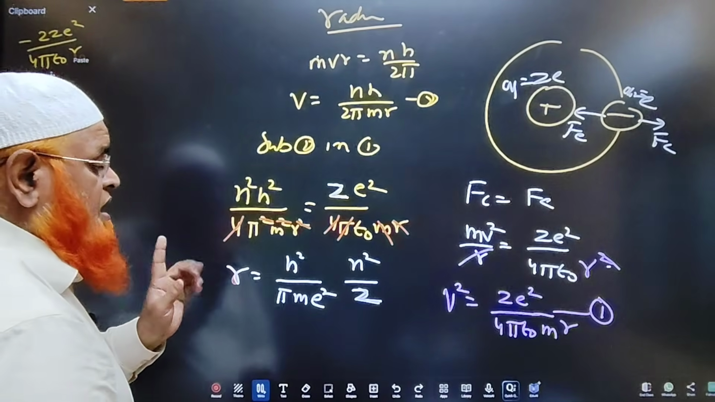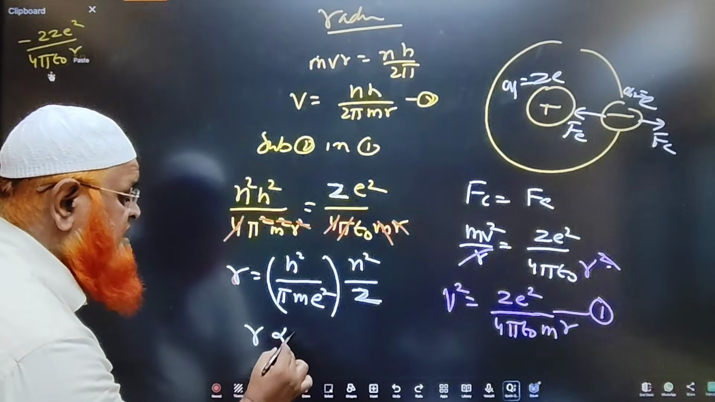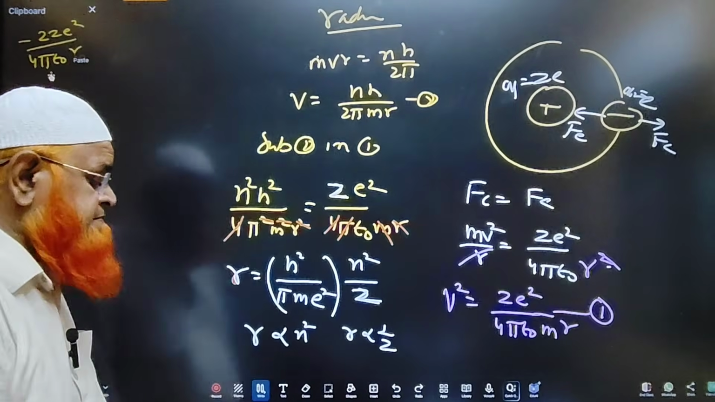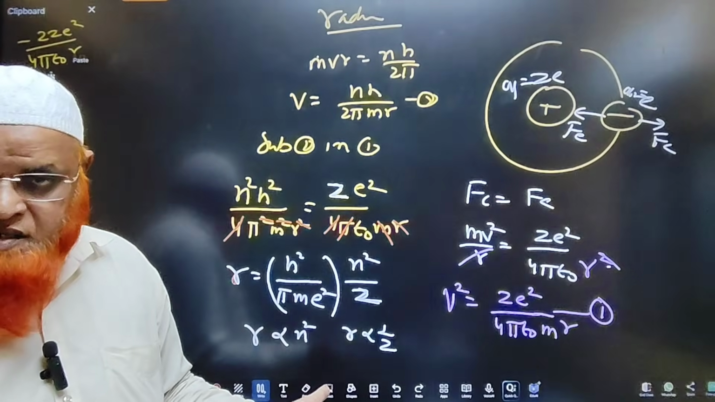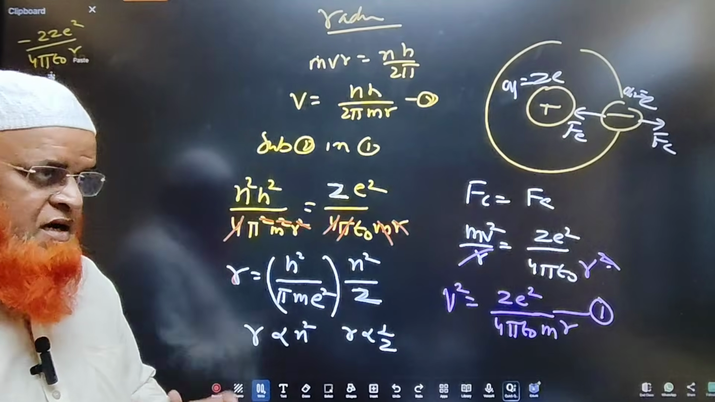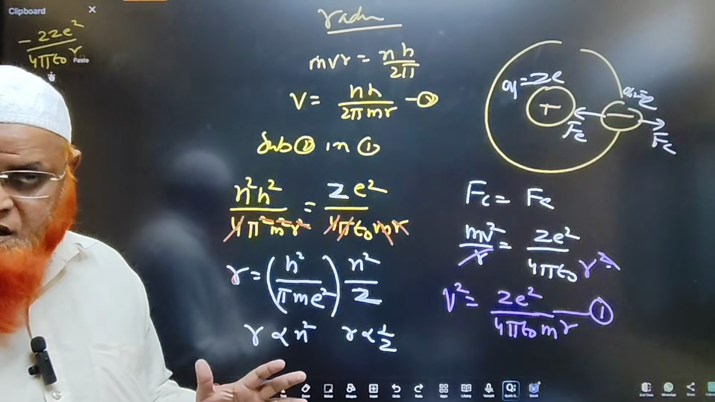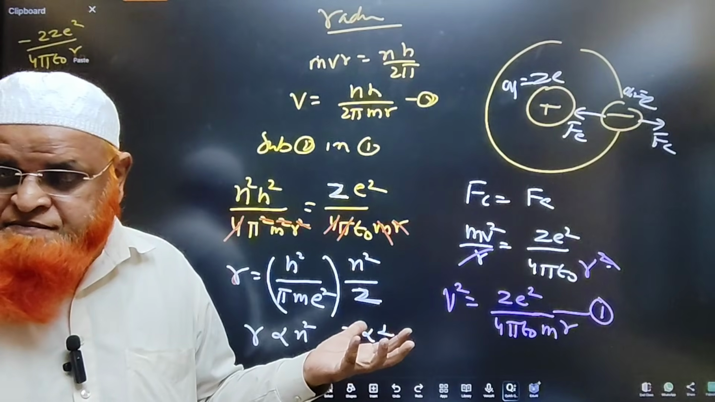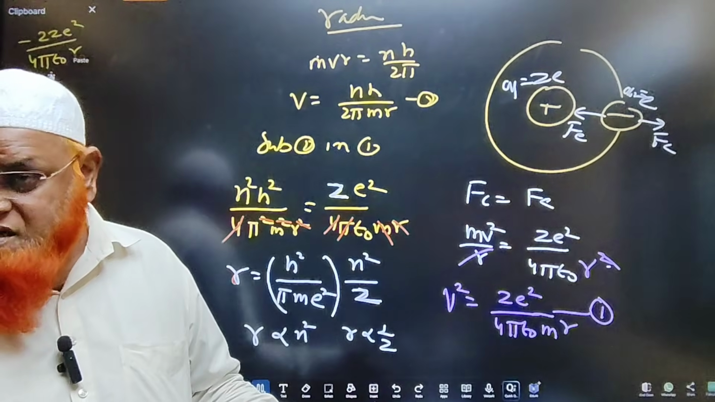Okay, so r. Understood? So these are all constants. Only the variables are: r is directly proportional to n square, and r is inversely proportional to Z. As the principal quantum number increases, radius also increases. You are observing this already from Bohr's atomic model. The greater the radius, the greater the principal quantum number. When atomic number decreases, radius increases. So smaller atoms, whose atomic numbers are less, have larger radii.